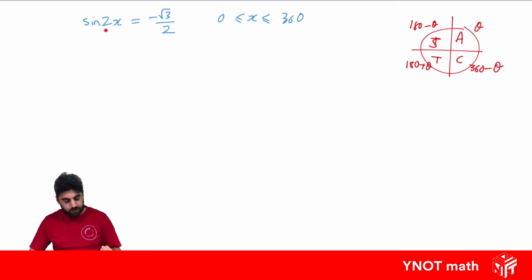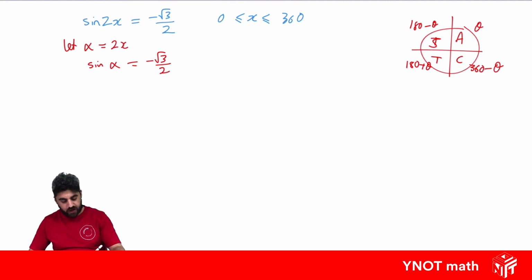Now what makes things a little bit more complicated in this one is we've got a 2x inside here. So the first thing I like to do is let alpha equal 2x. So we get sine alpha equals minus root 3 on 2. And then because our angle has been multiplied by 2, we actually need to change the domain.